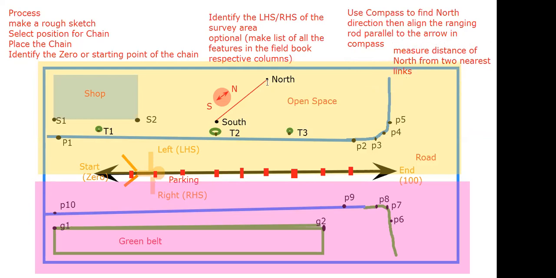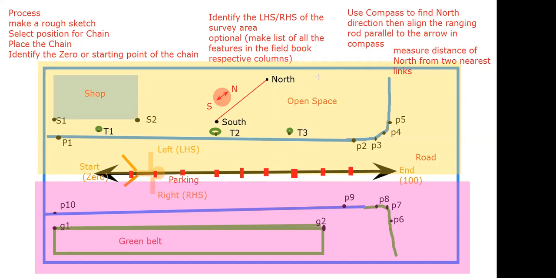So for north, if we see the nearest links are, let's start counting from 0: 0, 10, 20, 30, 40, 50, and 60. So 60 is nearest, and we have to take two links now. So after 60, you can take either 70 or you can take 50. That's up to you. I am taking 70. Okay, so we are selecting the nearest link from north. So it's link 60 and link 70.